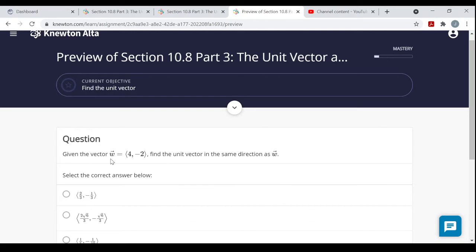So given the vector w with components 4 and -2, so move right 4, down 2, find the unit vector in the same direction as w.